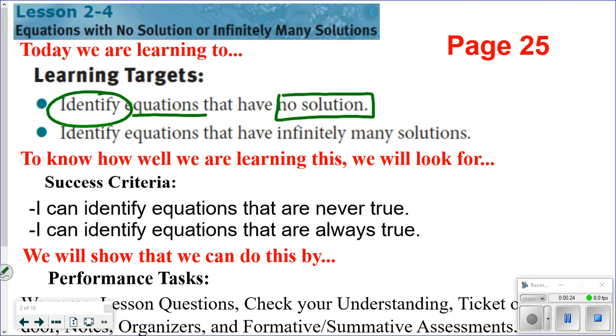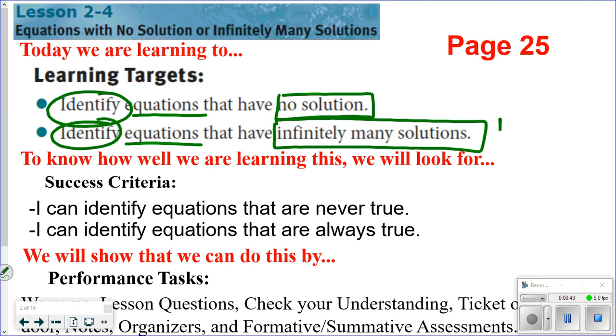What that means is every time we plug in a number or substitute a number in for the variable, we are going to get a false statement. The second learning target is identify equations that have infinitely many solutions, or sometimes I write IMS to abbreviate. This means that every single time we plug in a number, we are going to get a true statement. Every single number works as a solution.